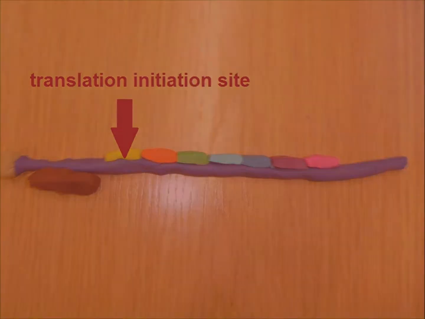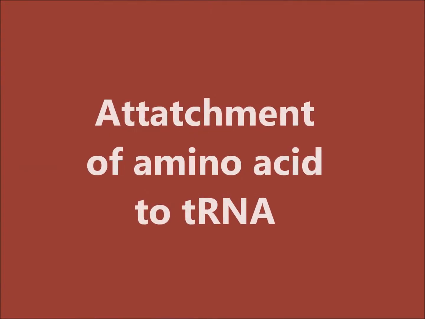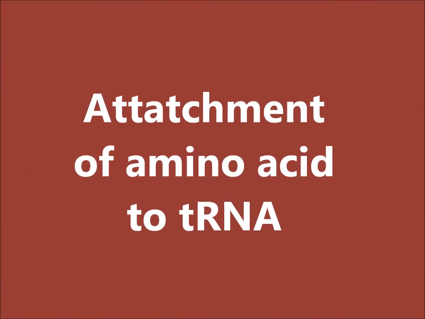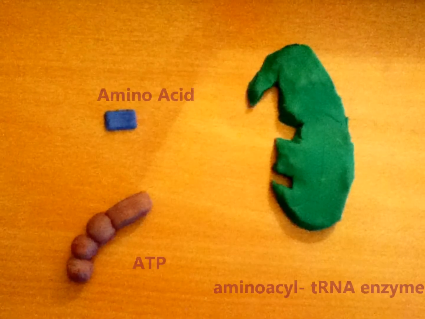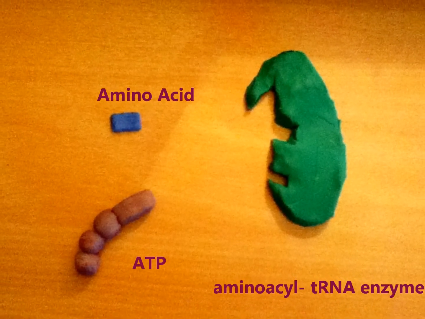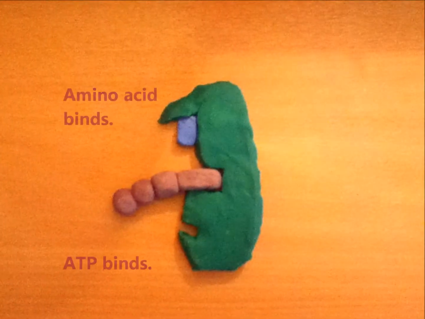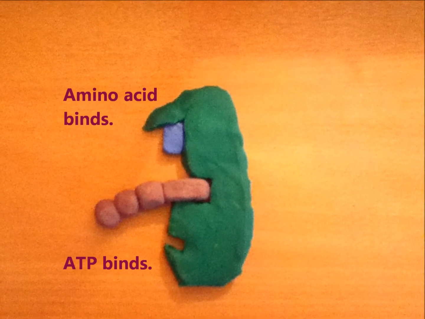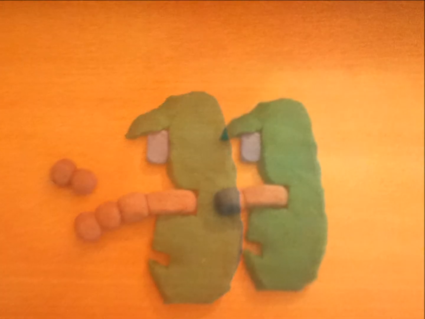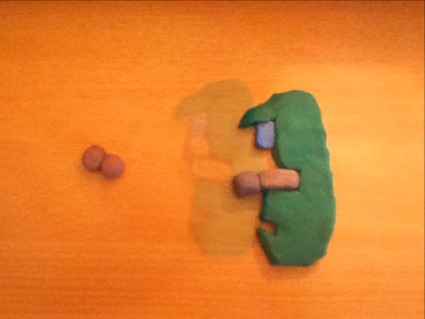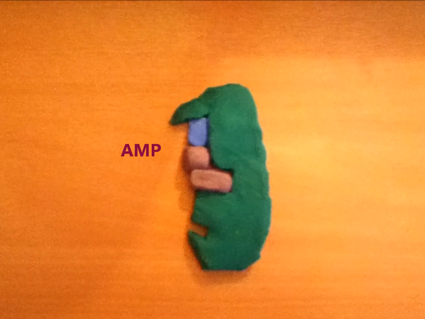to begin. Attachment of amino acid to tRNA. The amino acid and the ATP approach the enzyme. They bind to their specific sites on the enzyme. ATP loses two phosphate groups and binds to the amino acid as AMP.